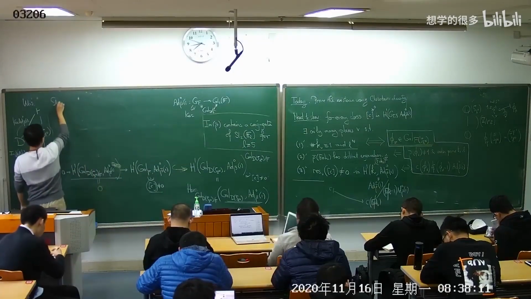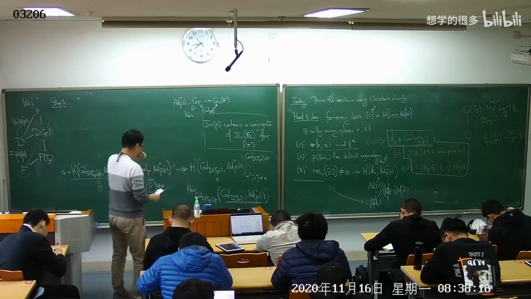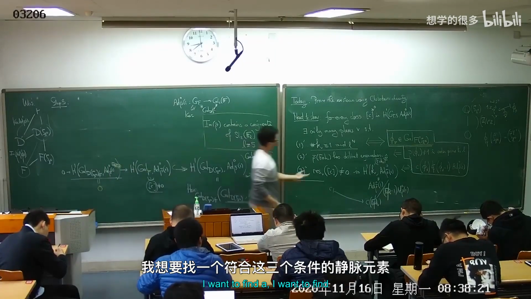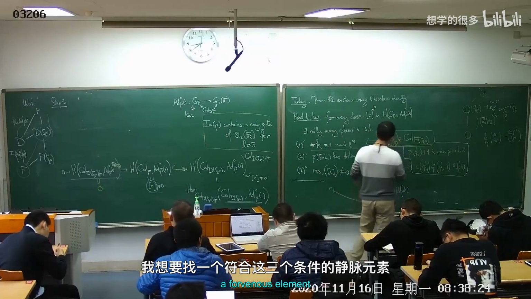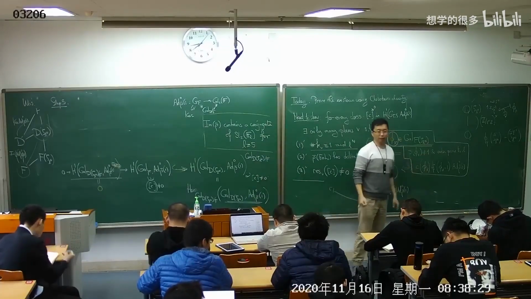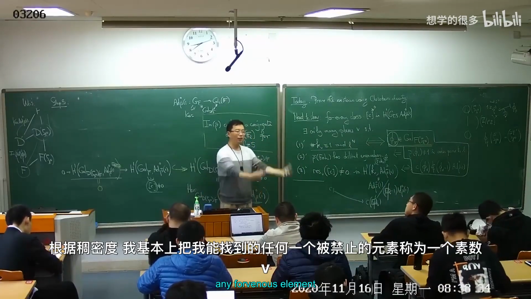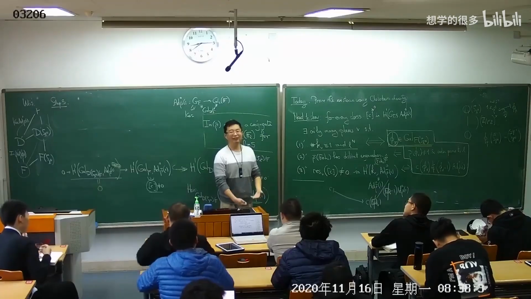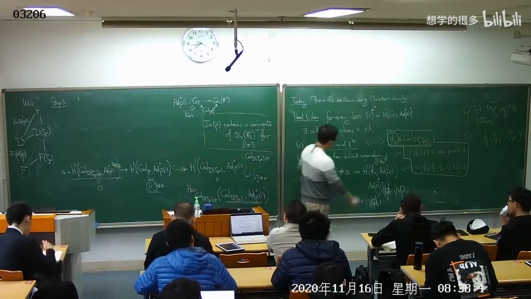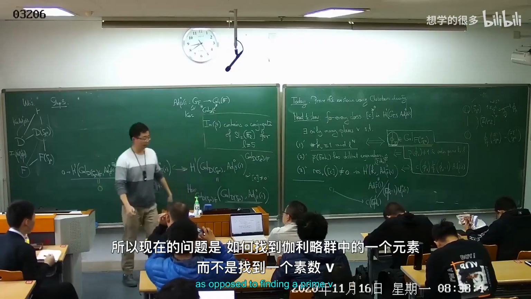So step 3. Basically, what do I want to do? I want to find a Frobenius element that satisfies these 3 conditions. By Chebotarev density, I can name any Frobenius element I can find, and there is a prime v such that this element is a Frobenius for that prime. So now the question becomes finding an element of the Galois group as opposed to finding a prime v.